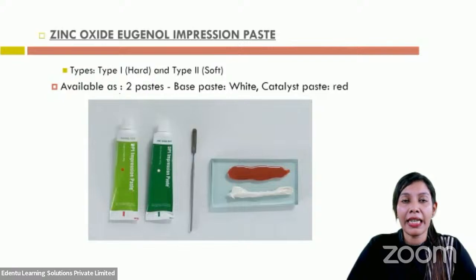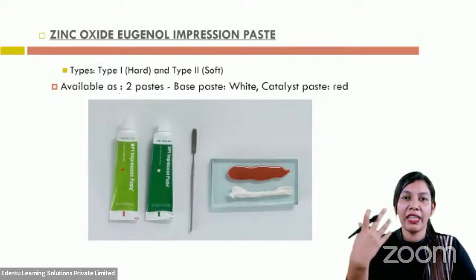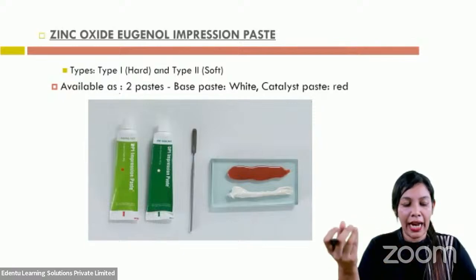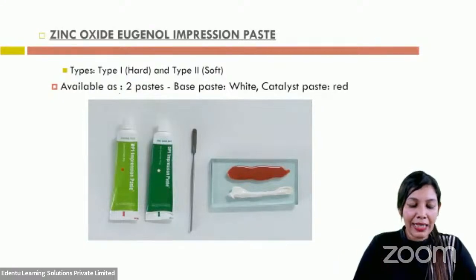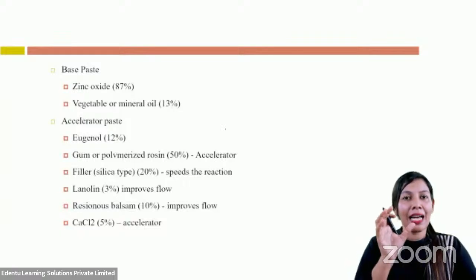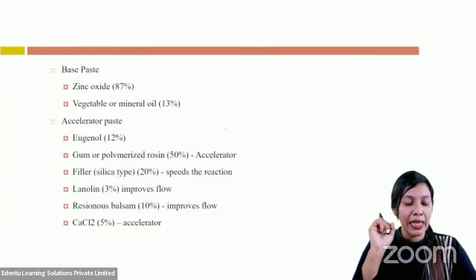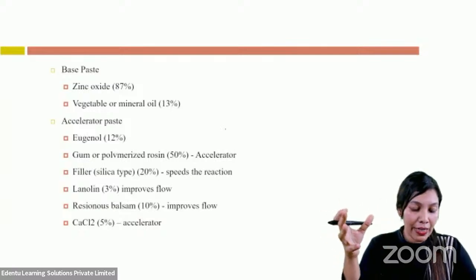Next, a very important thing is zinc oxide eugenol impression paste. So zinc oxide eugenol impression paste is normally used for, again, the edentulous mouth, and it is of two types, hard and also soft. It consists of two pastes. The base paste, which is white in color, and the catalyst paste, which is red in color. The base paste, as the name suggests, consists of zinc oxide, and the accelerator paste mainly consists of eugenol.